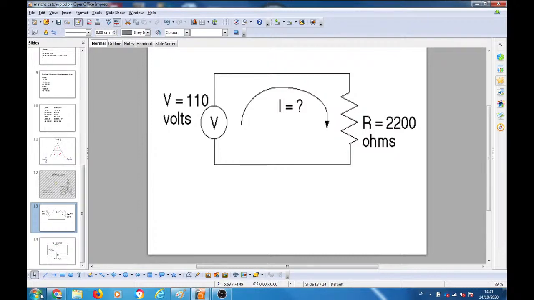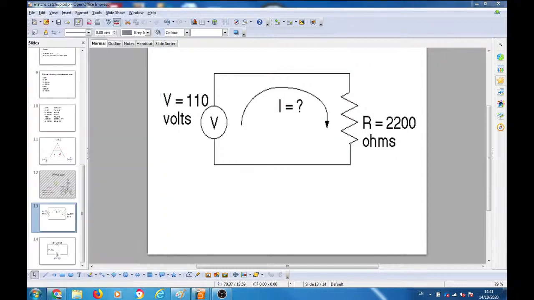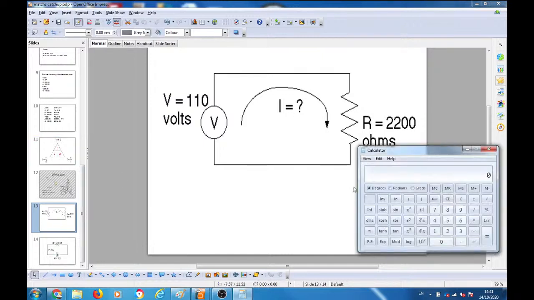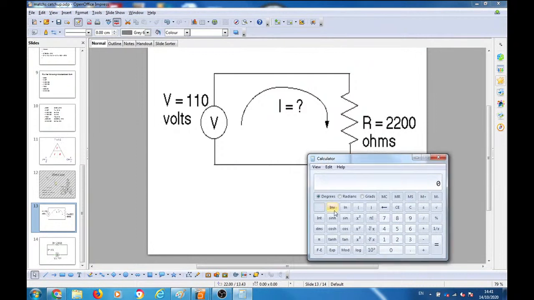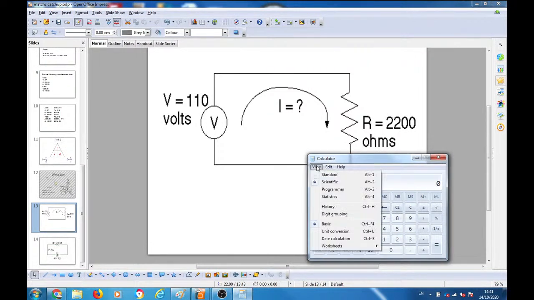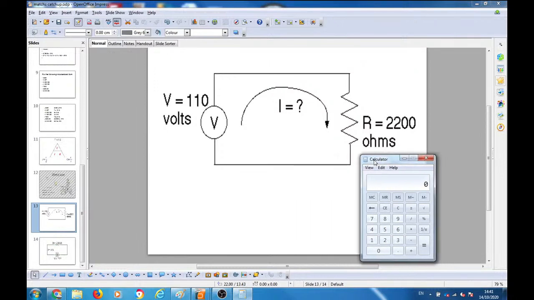Let me just get a calculator up. Calc. Waiting for the calculator, and here it is. So let's put it in standard form. Can put it to the side here.